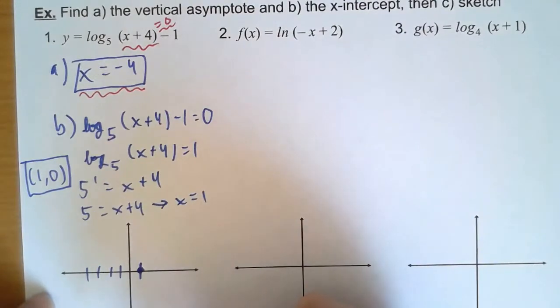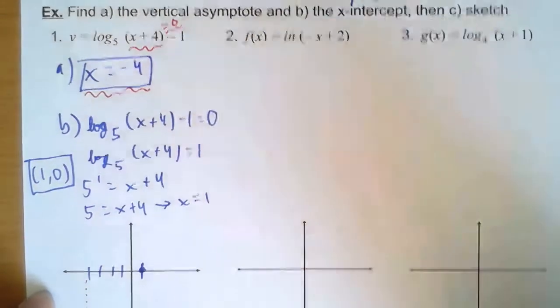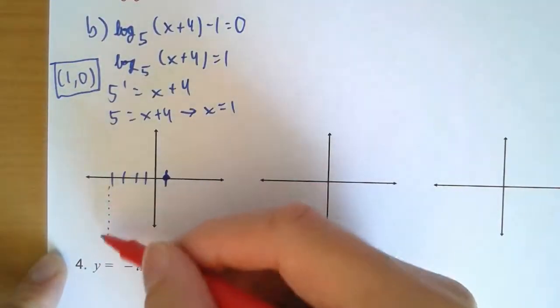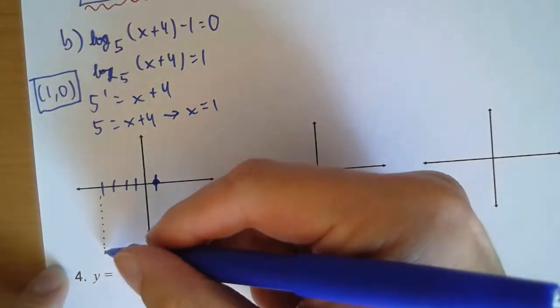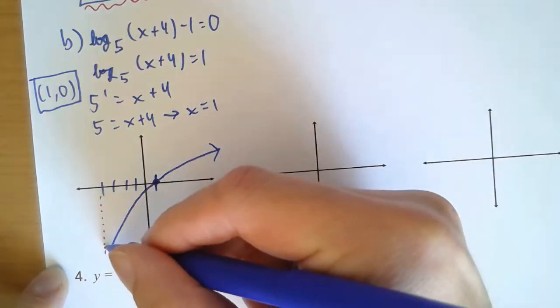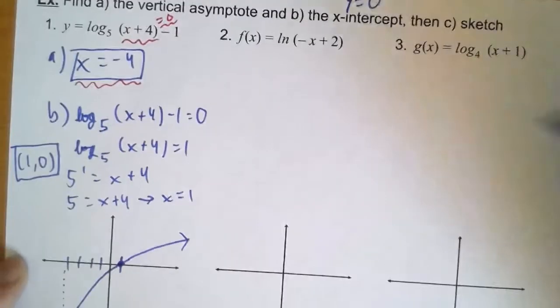This is still the same shape of a log graph, so the vertical asymptote is just going to be on the bottom end there. If you want to draw a whole dashed vertical line, you can, but it's just the bottom part where it approaches it. And then we just have our log graph shape, something like this. And that's the graph. Okay.